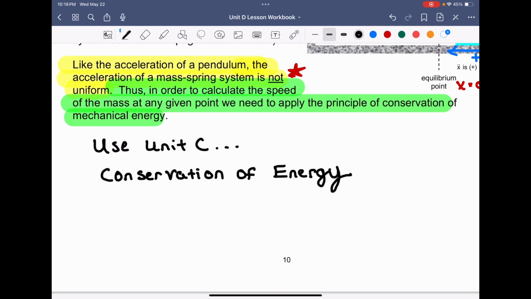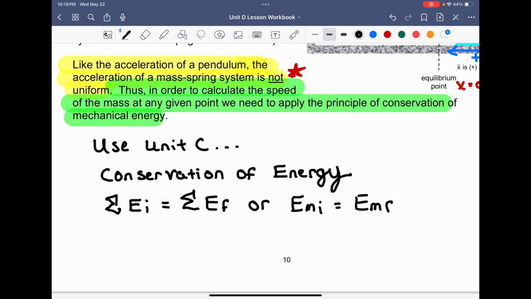When we're using Unit C and we're using the conservation of energy, there's maybe two ways you could approach this. The way that I showed in class was the following. Let's describe the sum of the initial energy equaling the sum of the final energy. So that's one way you could approach this. Or what you could do, and I've seen this lots before, because this is mechanical energy, potential and kinetic working together, you can write this as the following. The mechanical energy initially is equal to the mechanical energy in the final position.